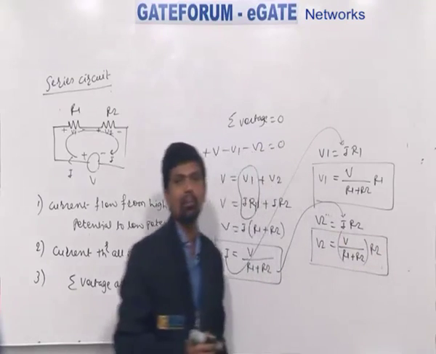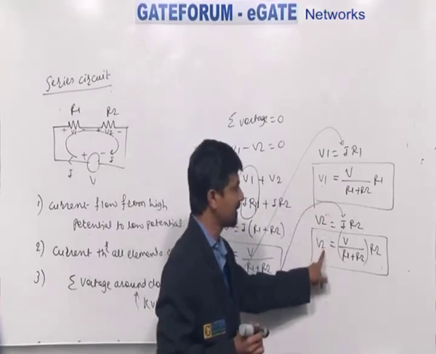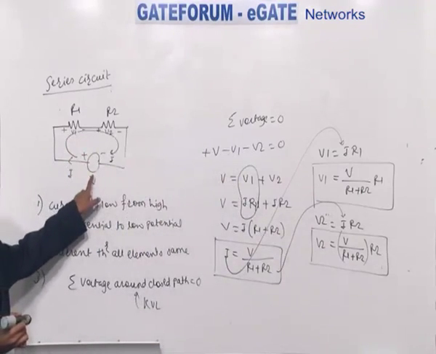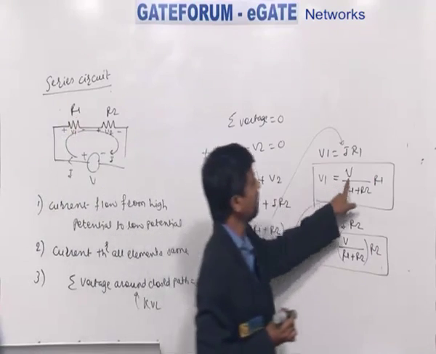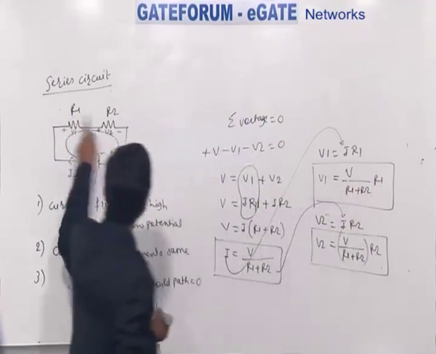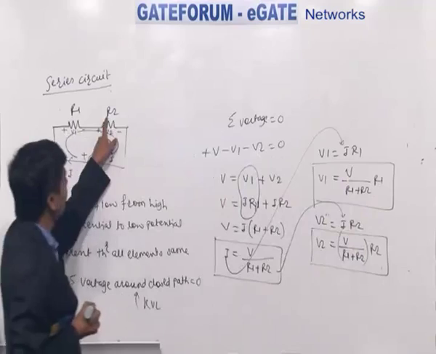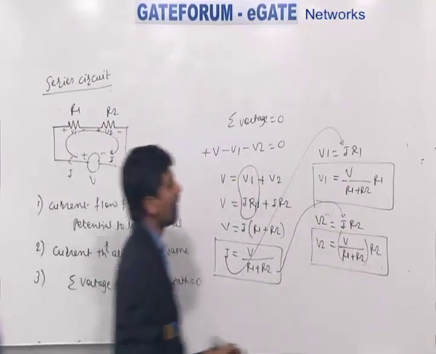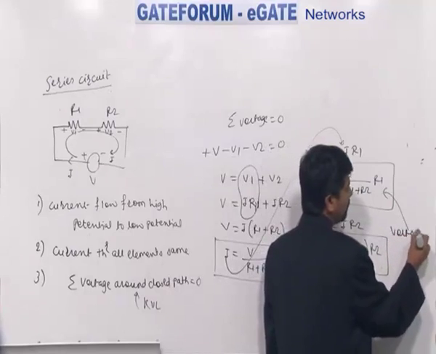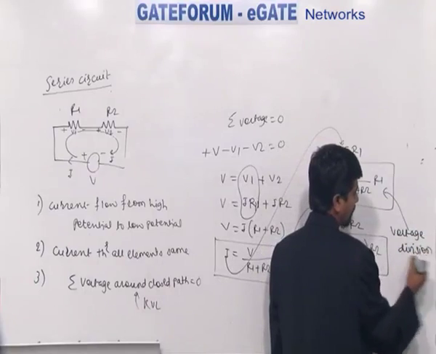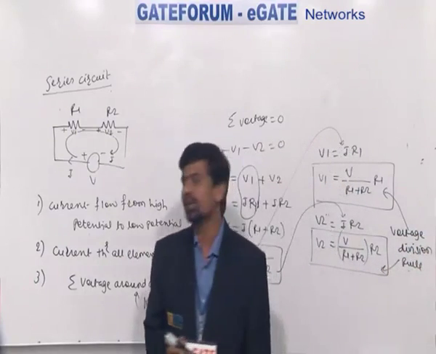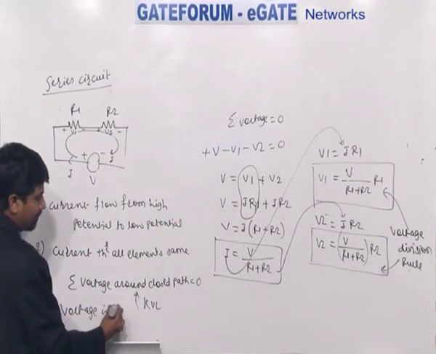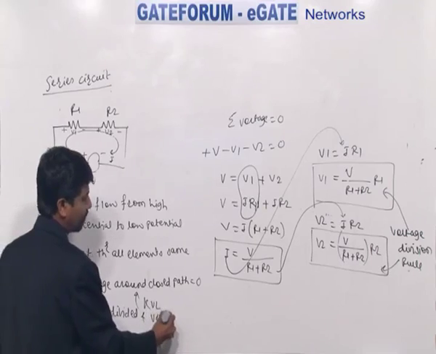So what is the very important property of series circuit? If you observe these two expressions properly, one can say that V1, the voltage drop across R1, is the total applied voltage V into the same resistor value R1, divided by R1 plus R2, the summation of the two resistors. Similarly, V2, the voltage developed across R2, is V into R2 divided by (R1 plus R2). Now this is called the voltage division rule. This indicates that in a series circuit voltage is divided. So another property of series circuit, the fourth property, is that voltage is divided and the voltage division rule is applicable.